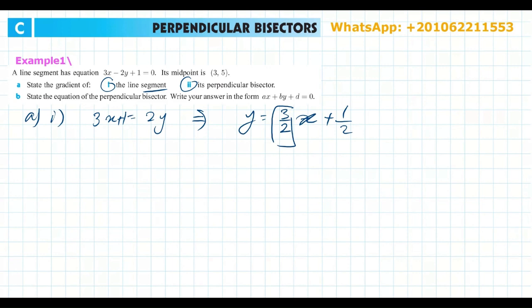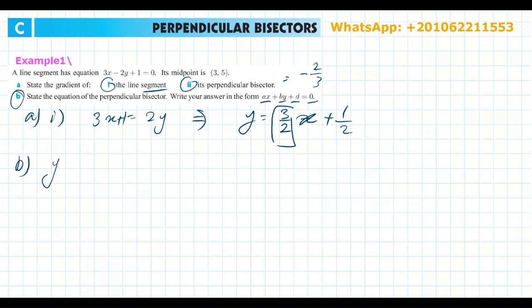Negative, the reciprocal for the gradient becomes the perpendicular bisector gradient. And the perpendicular bisector gradient becomes negative 2 over 3. After that, in the second question, he said, state the equation of the perpendicular bisector and write your answer in the form of ax plus by plus d equals 0. And this is the second question.